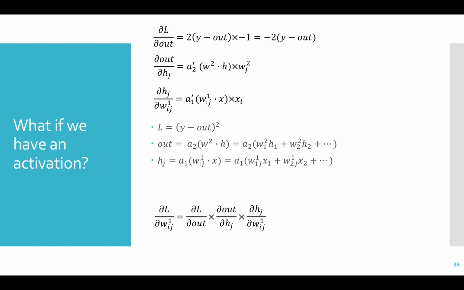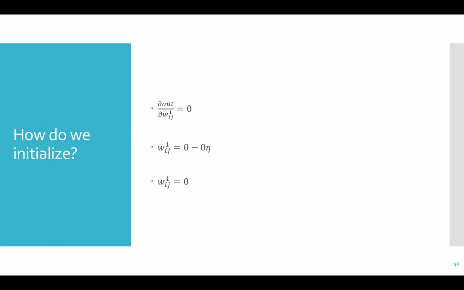Now let's update w1. Remember these fun equations? We get the partial derivative of the output with respect to w1 ij is equal to 0. This is because during the chain rule, we multiply by w2 sub j, and that is 0. Notice we don't use the updated value of w2 sub j, but rather the one we had before we began the update. So using our gradient descent update, our new w1 is 0.